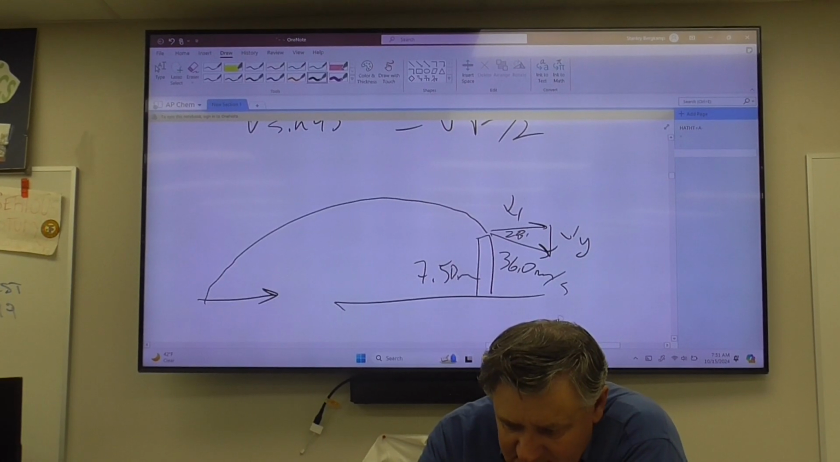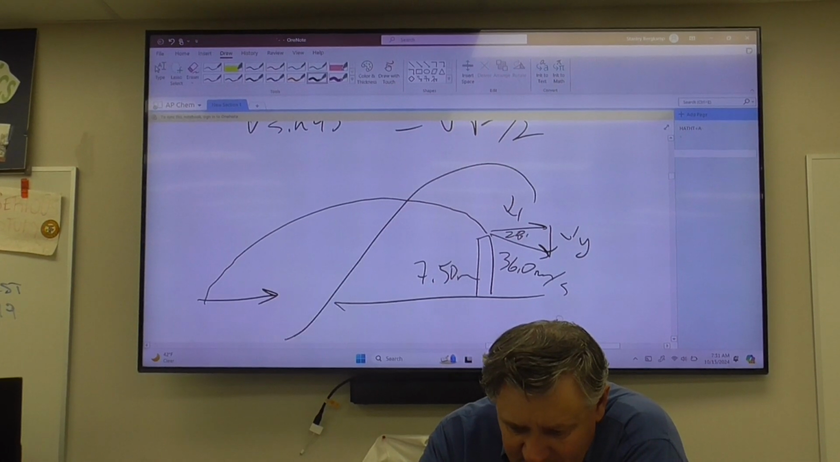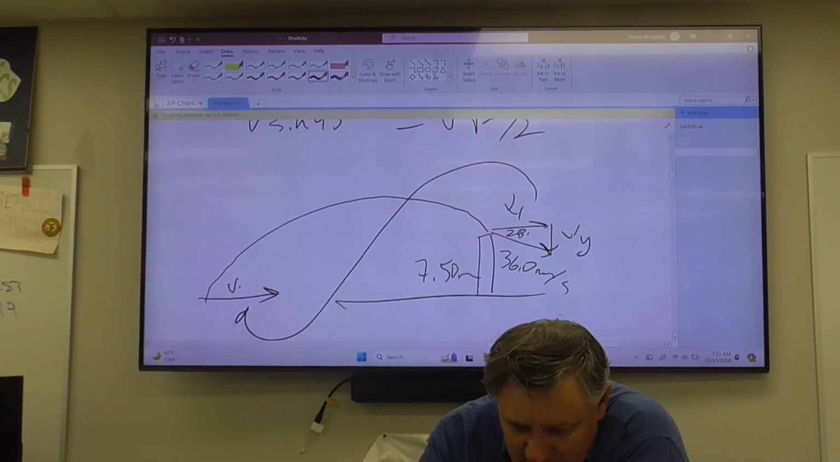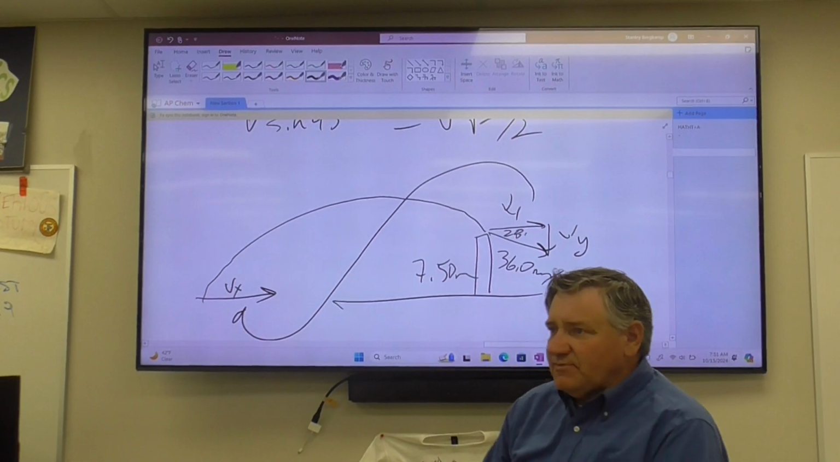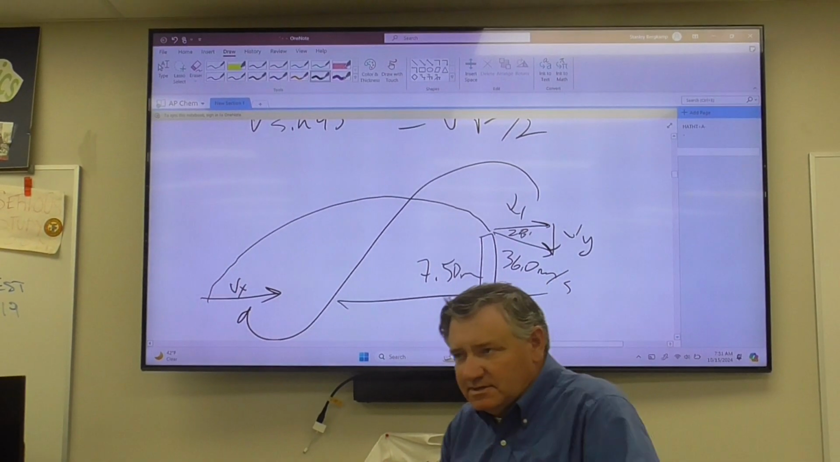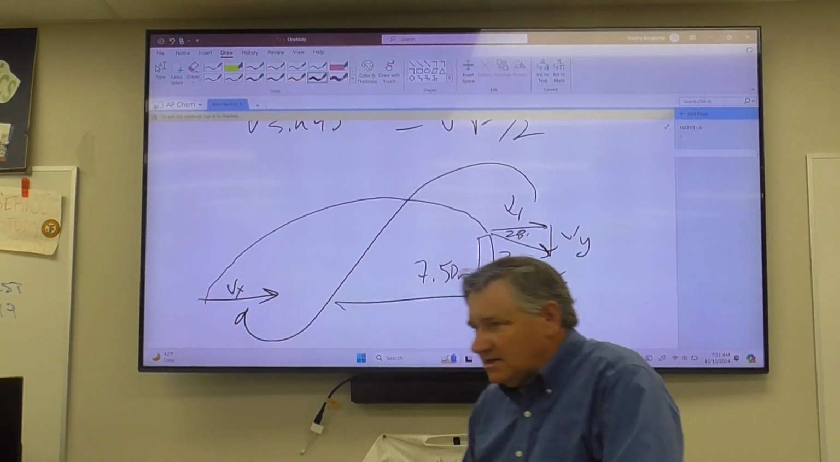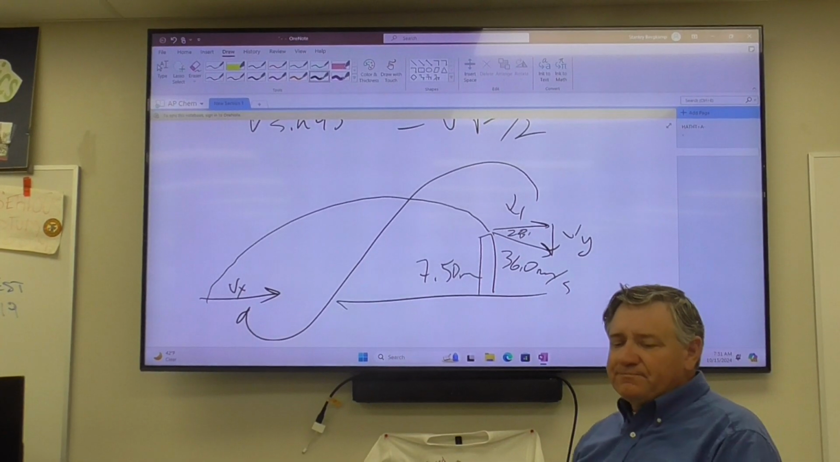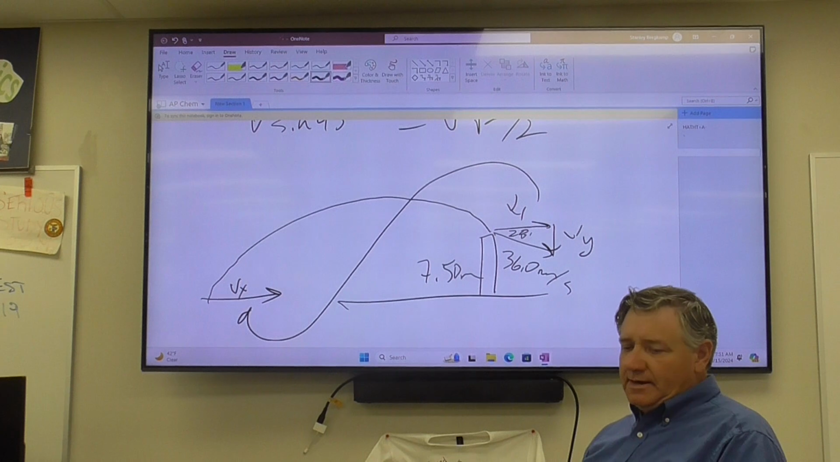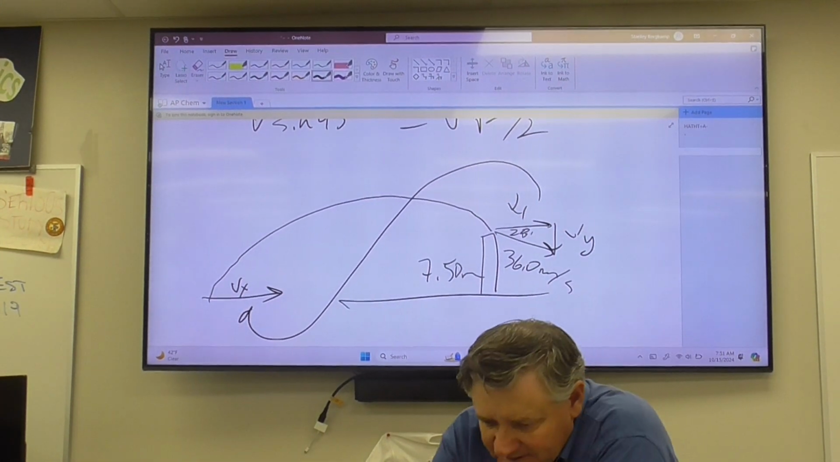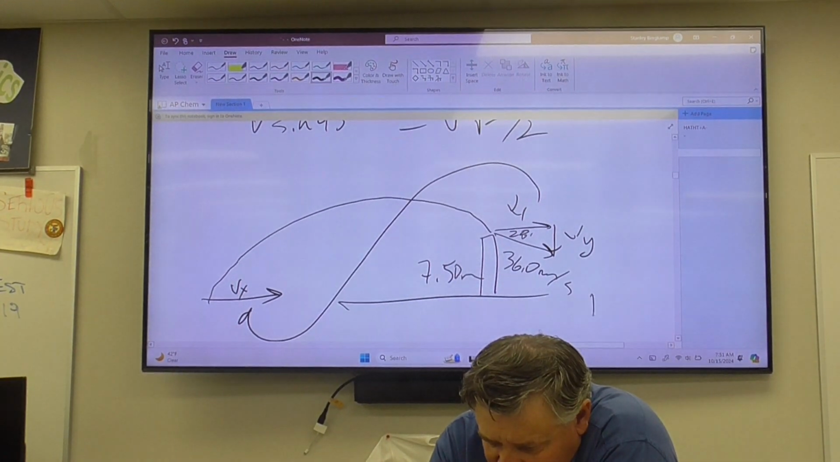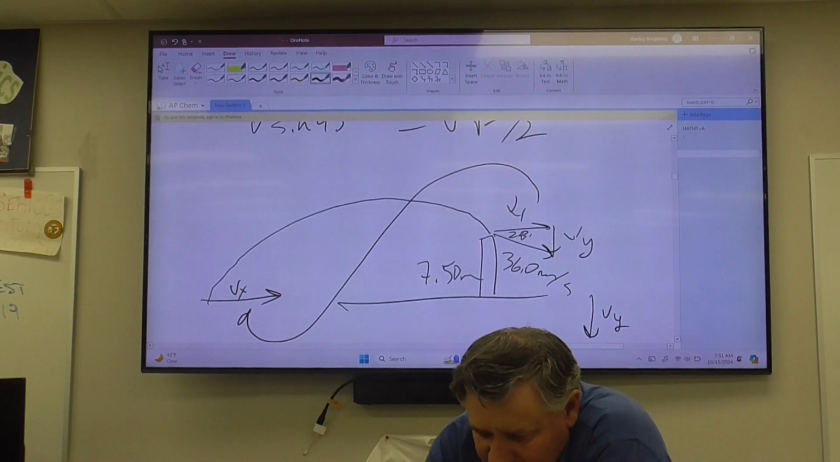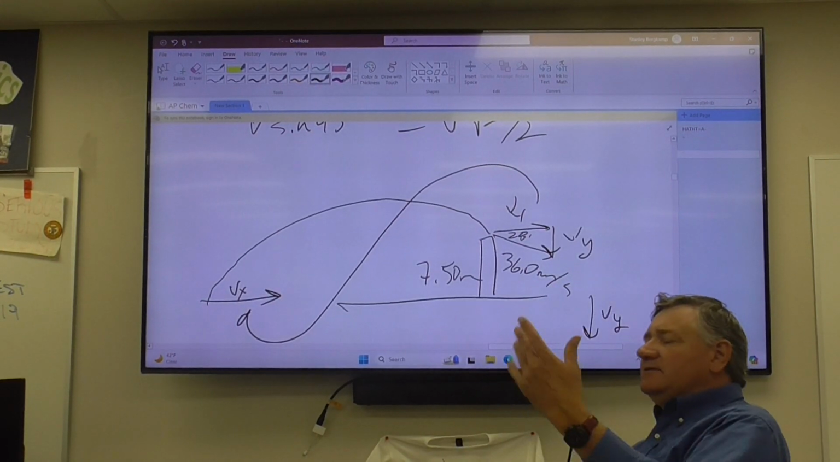So, here's the assumption. Once you find that Vx, you know what that Vx is over there. It's not going to change. Same Vx on both sides. You don't have to do anything with that. Now, the tricky part here is that you need to figure out what the Vy is here when it lands.